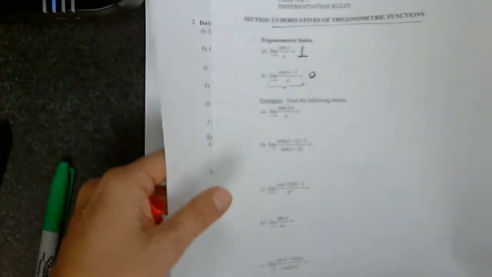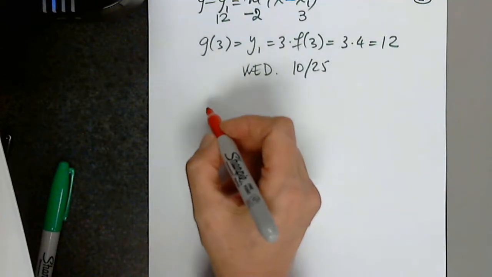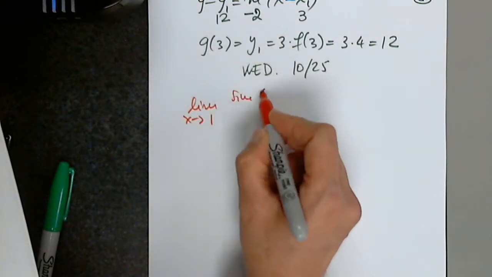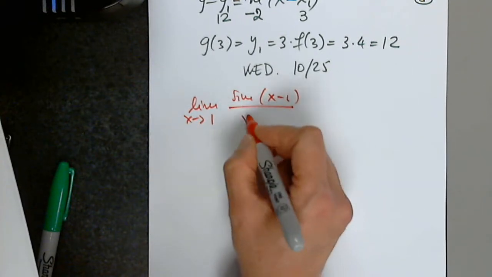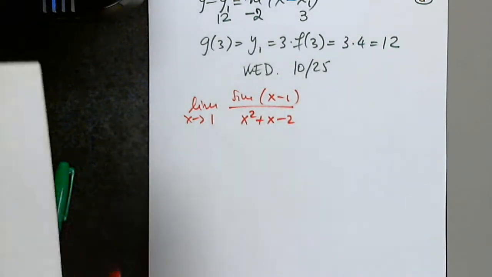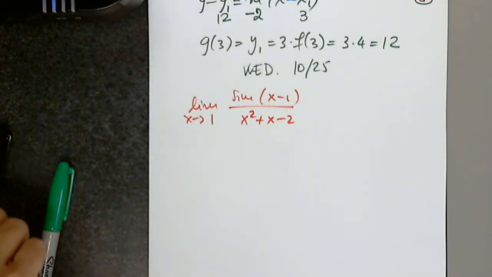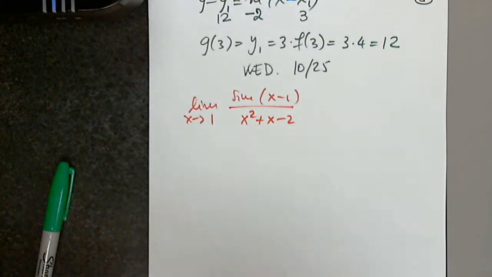Okay, so we're asked to find the limit as x approaches 1 from either side of (sine x minus 1) over (x squared plus x minus 2). Do we all have the handout? Okay, perfect. So what do I do next? Well, I plug in 1 to see what type of limit this is. And when I plug in 1, what do I see?